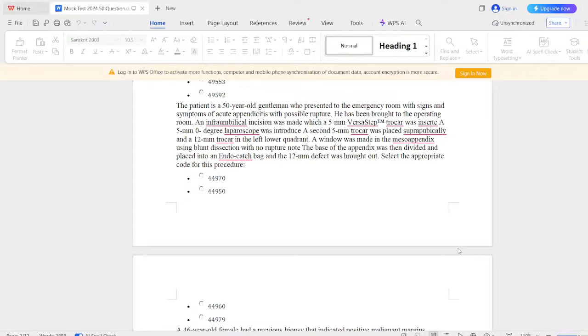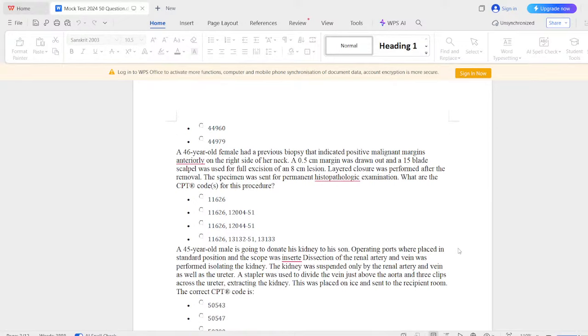Rasna and Akash, you are right. Option A is the answer for this question. Okay, A is the answer. Very good, guys. Very good.